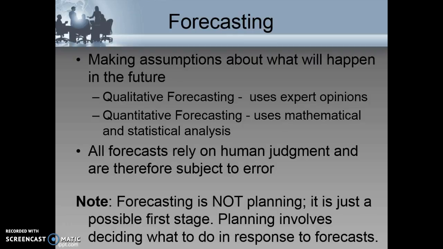Quantitative forecasting is using mathematical and statistical analysis of trends that are currently happening and projecting them forward into the future. Both of these types of forecasting involve human judgment: the experts and their own opinions, and then somebody who's going to judge what those mathematical and statistical analyses are telling us. Because there's human judgment involved, and because it's in the future and change can happen, we have to be aware that these forecasts aren't always going to be correct. They are subject to error. Things may change to mean that these forecasts don't actually come out.